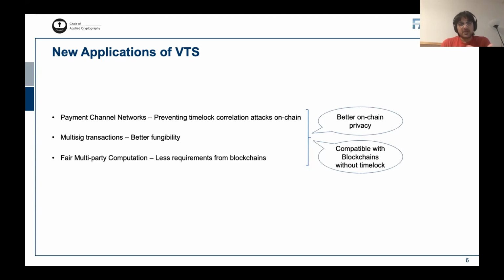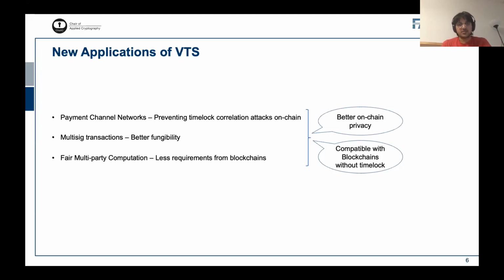So specifically in payment channel networks, we can remove what we call the time lock correlation attack. We can prevent this attack on chain, and a consequence of this on-chain privacy and removing the time lock correlation is that you get better fungibility. Right, so some transactions that are specific to your applications appear indistinguishable from any other transaction.